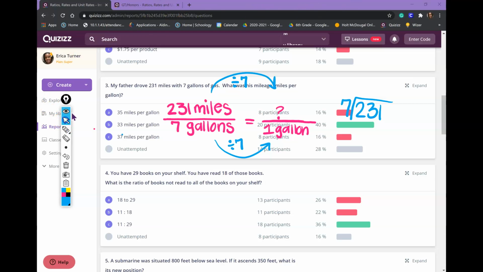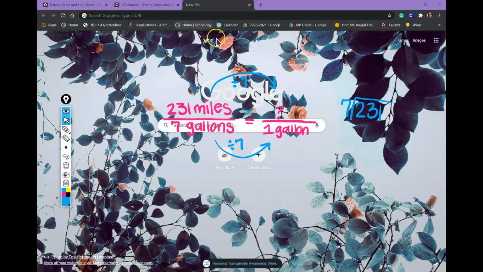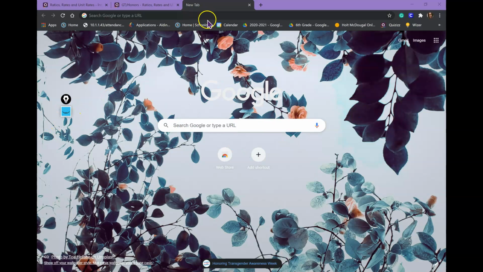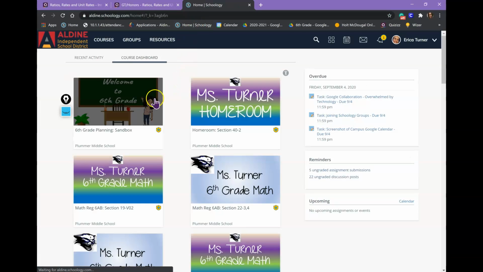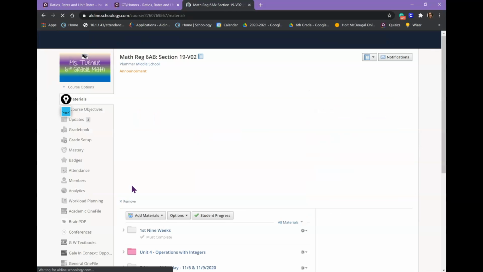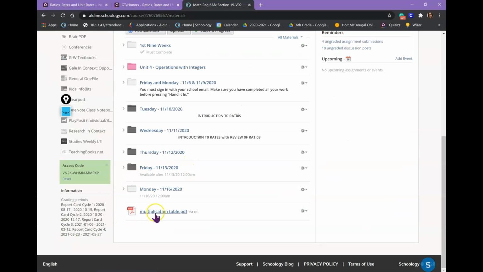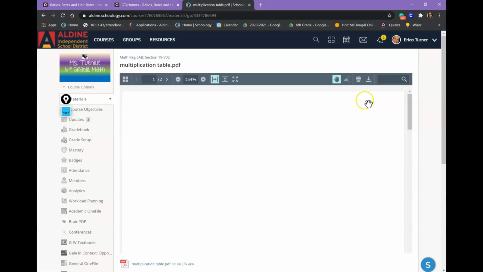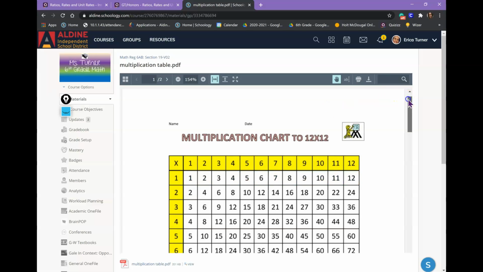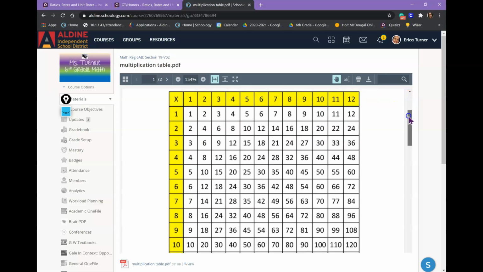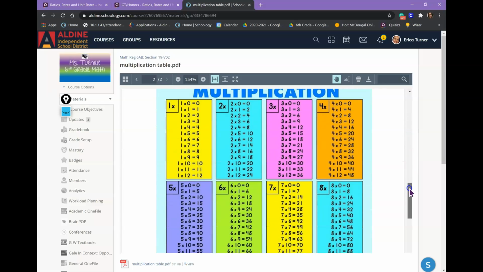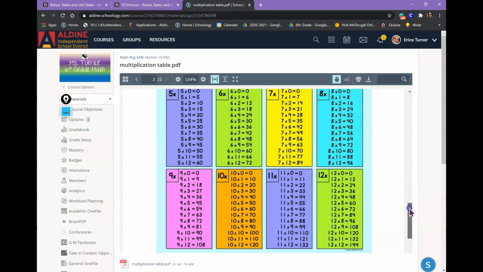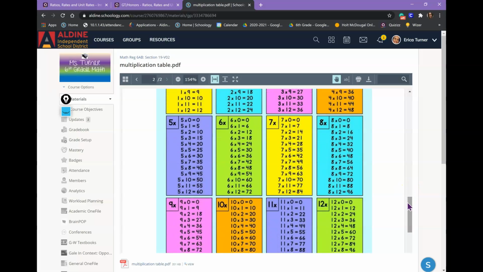If you go to your Schoology course, and you click on the PDF file that says multiplication table, it's going to take you to a multiplication chart. So you have one that you normally see that looks like this, but then if you scroll down, you have them written out like this. I like this version better, but it's your preference. It's up to you, whatever you like.